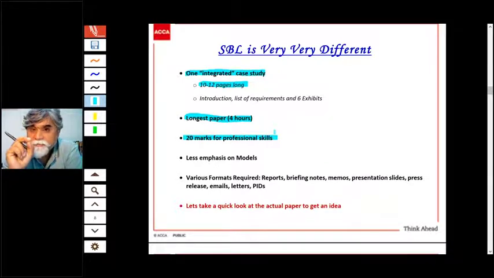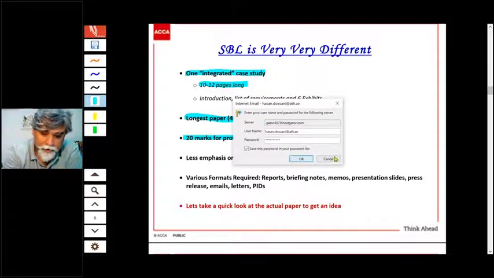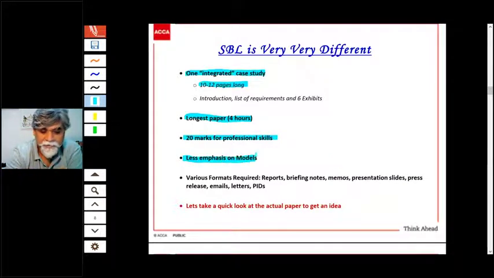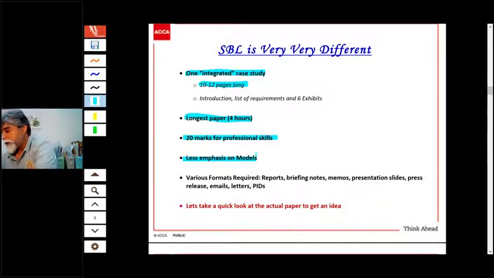But the good news is that in SBL, the professional marks have been well defined. They have been broken down into 5 components, and they are all very, very well defined. And don't you worry, I will teach you all these professional skills, techniques, and what they mean as we go along. But it is one of the most unique features of SBL. Then there is less emphasis on models, which is good news, unlike other topics.